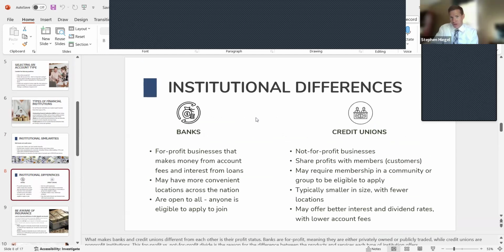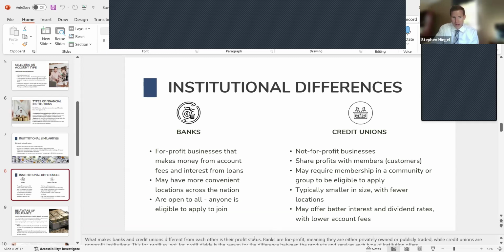Credit unions, on the other hand, are not-for-profit businesses. They share profits with members, customers. They may require membership in a community or group to be eligible to apply. For example, Freedom Federal Credit Union, as of right now, offers membership to anyone who lives, works, or worships in Baltimore or Harford County. Typically smaller in size, credit unions have fewer locations, but they may offer better interest and dividend rates with lower account fees.